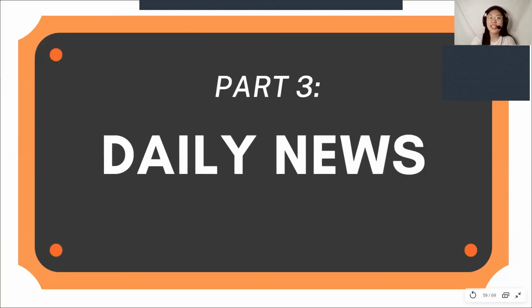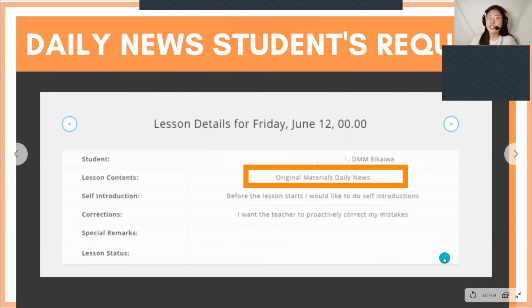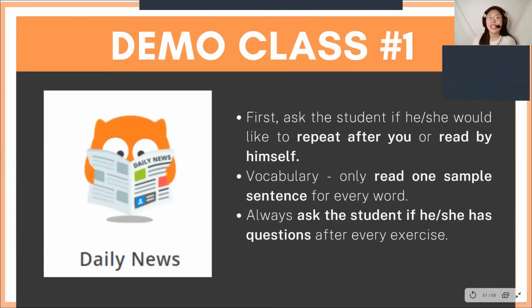Part 3, daily news. This is an example of a student's request. You can see under lesson contents, it says original materials daily news. So automatically from this student's request, you know that the student wants to do a daily news or wants to use a daily news material. So how do we conduct the daily news?